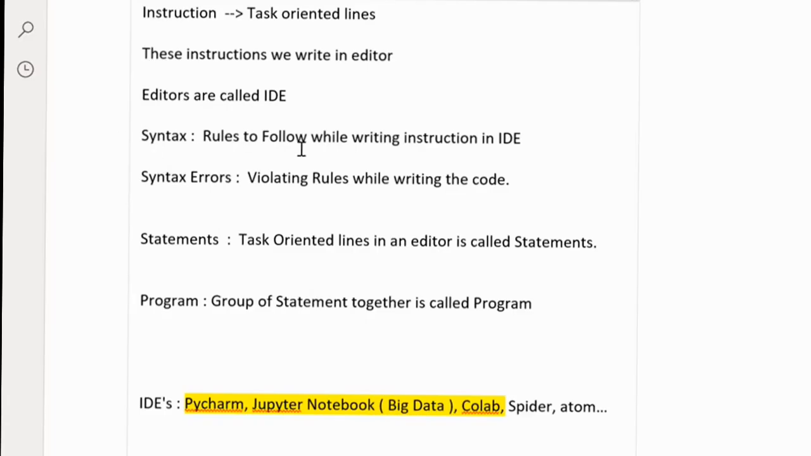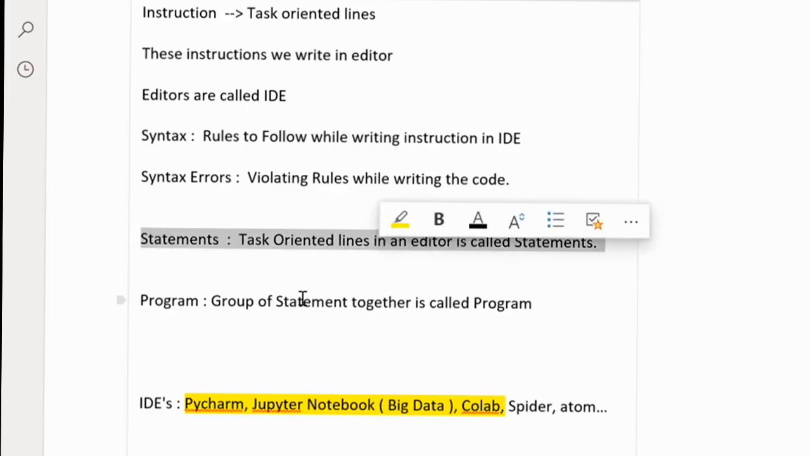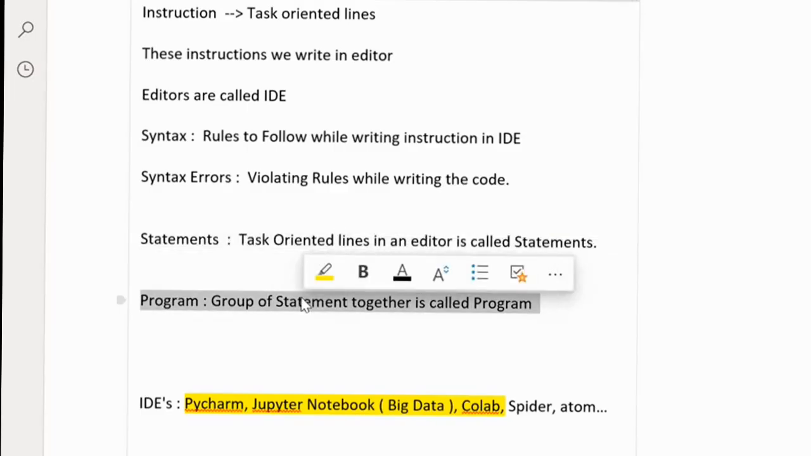Now, in the editor, whenever you are writing the instructions, you have to follow some rules. These rules are called syntax. If you are not following the rules, then you may get an error called a syntax error. When you write an instruction following the rules, that is called a statement. A group of statements together is called a program. There are multiple editors, such as PyCharm, Jupyter Notebook, and so on.